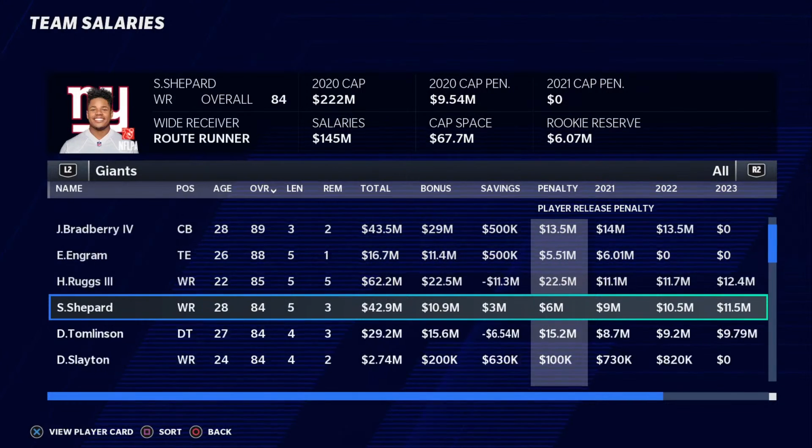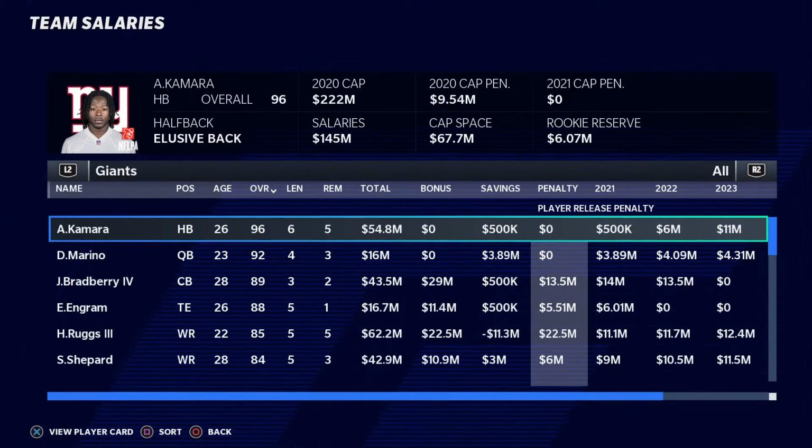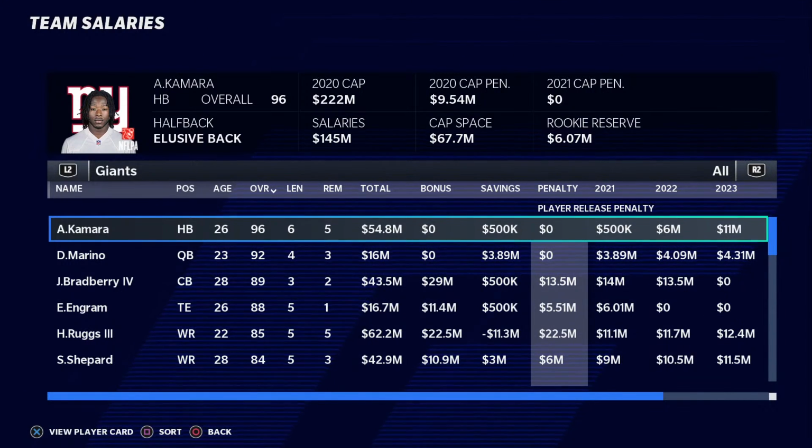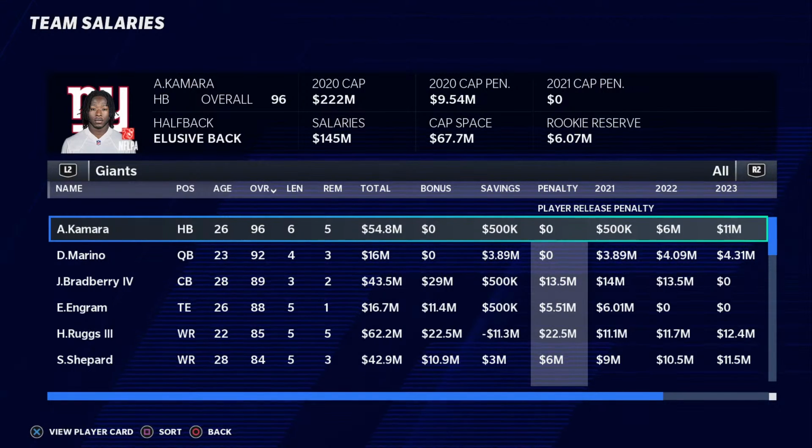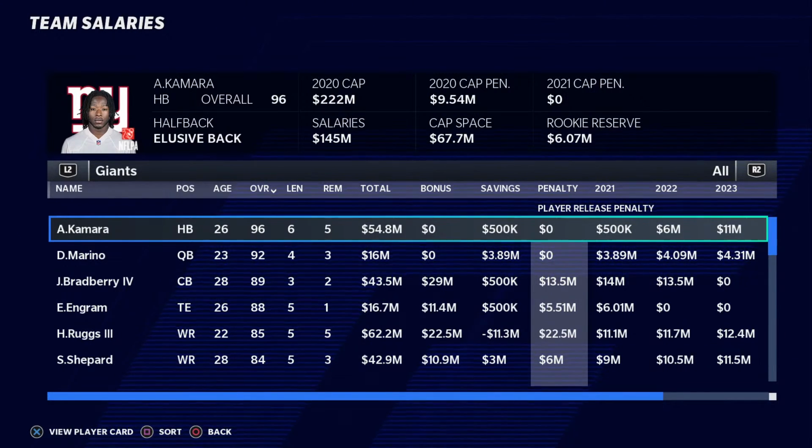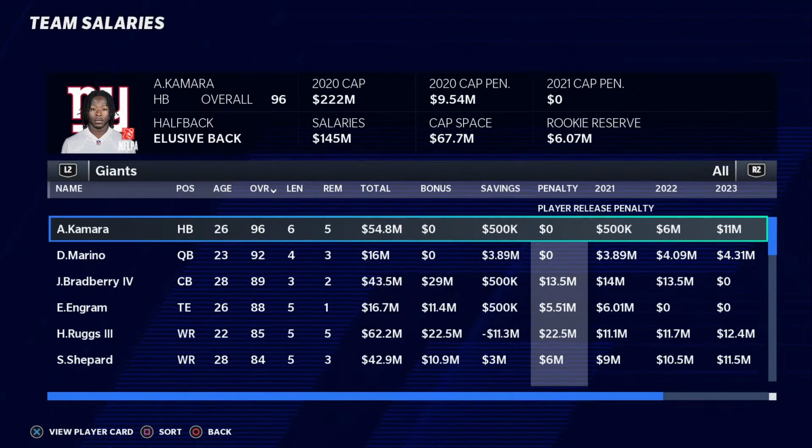But yeah, as you see, I have $67 million in cap space. But look at my salaries. I only have $145 million in salaries. 145 in salaries. Okay? The 222 minus the 145 equals the cap space. So the cap number on top, the 222 million minus salaries, 145 equals the cap space. Now you see, my rookie reserve is only 6 million. I don't have a lot of rookies, draft picks.